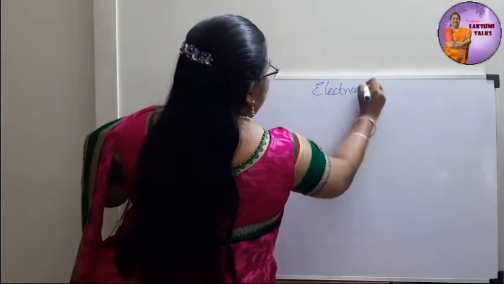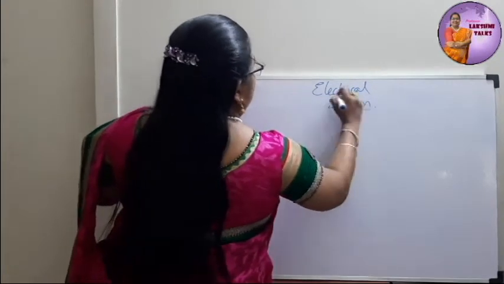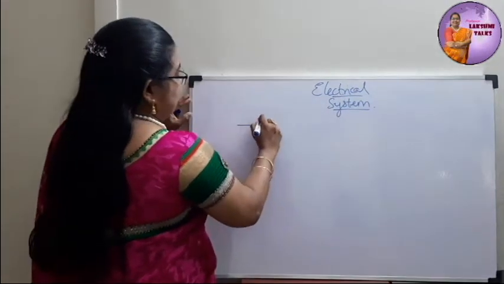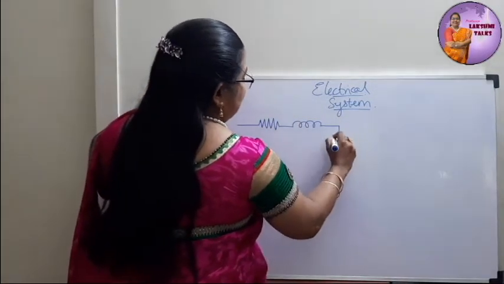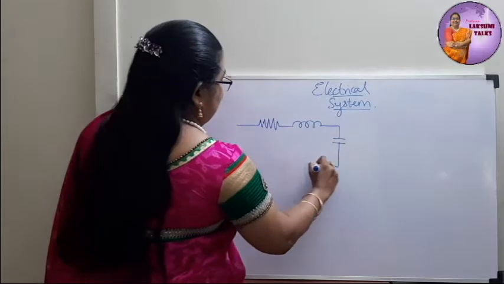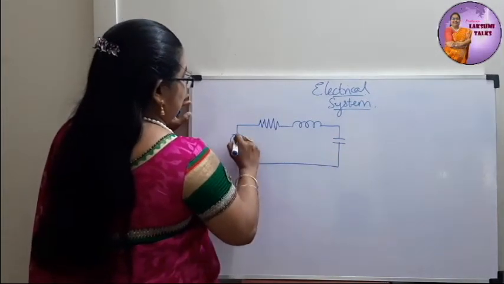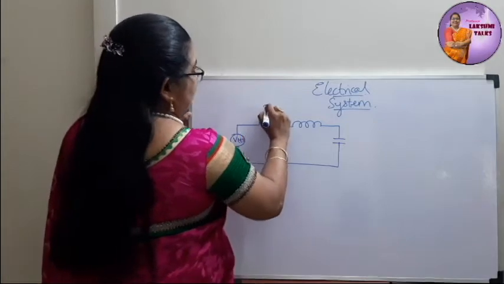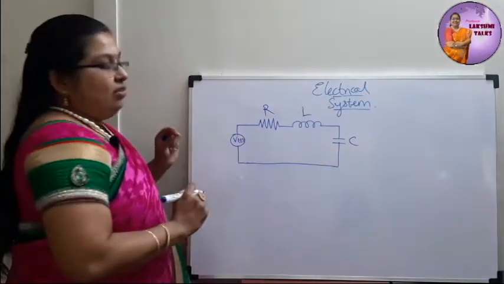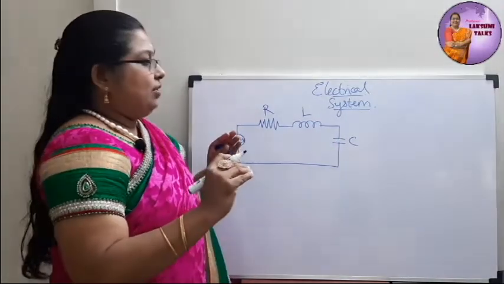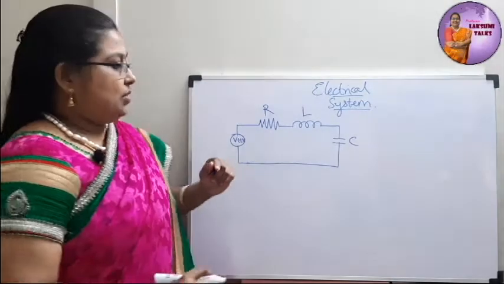So, we are going to see a simple electrical system which is R, L and C in series. They are connected to a voltage source V of t. So, these are the three basic elements of any electrical system: resistor, inductor and capacitor.